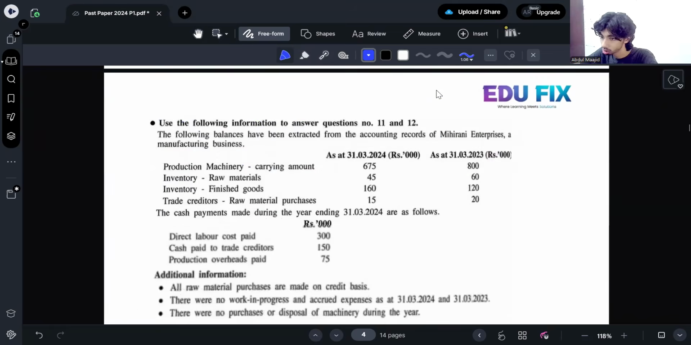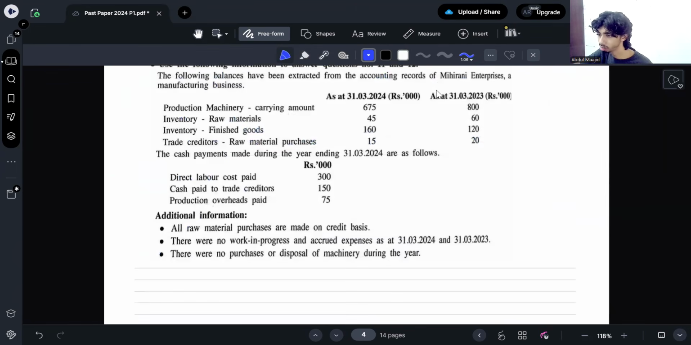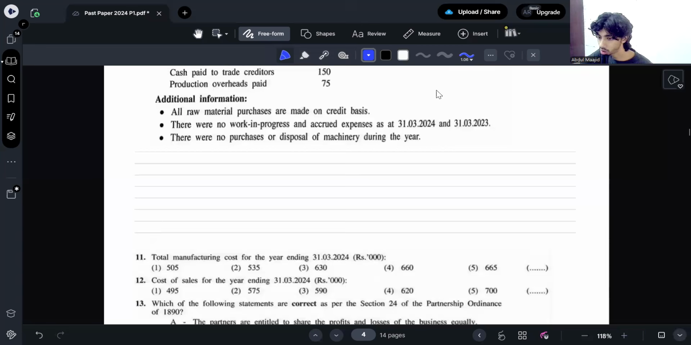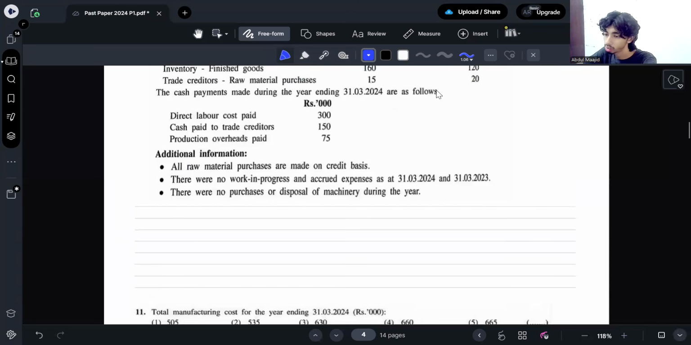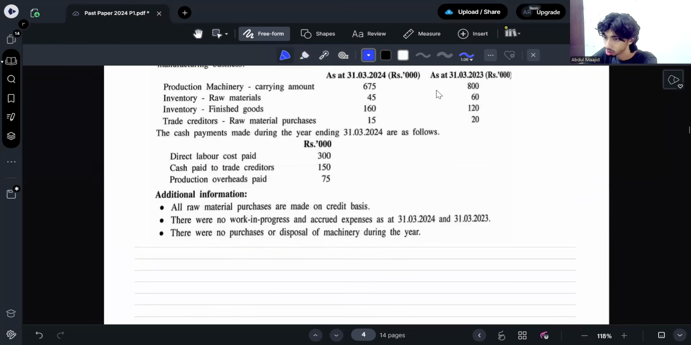Then the next one. Use the following information to answer question number 11 and 12. The following balances have been extracted from accounting records of Mihirani Enterprises. What are they asking? Total manufacturing cost and cost of sale. Okay. Manufacturing cost, how you can find? Opening raw material is 60. Opening raw material 60. So that you have to add your purchase of raw material. How will you find the purchase of raw material?